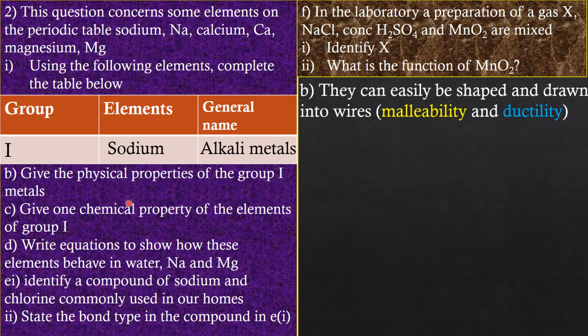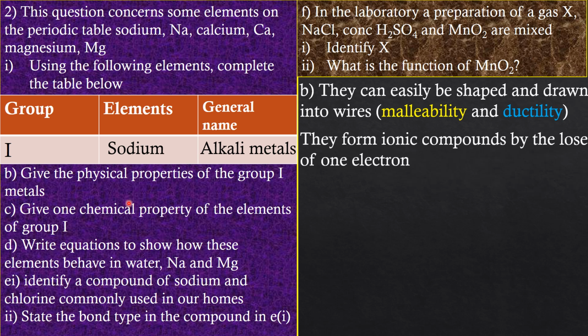Great. Then the C part is saying that give one chemical property of the elements of group 1. Guys, the best one for us to give is that they can form ionic bonds by the loss of one electron. Great. Because group 1 elements prefer group 7 elements to react with them, because group 1 elements need to lose one electron to become stable.